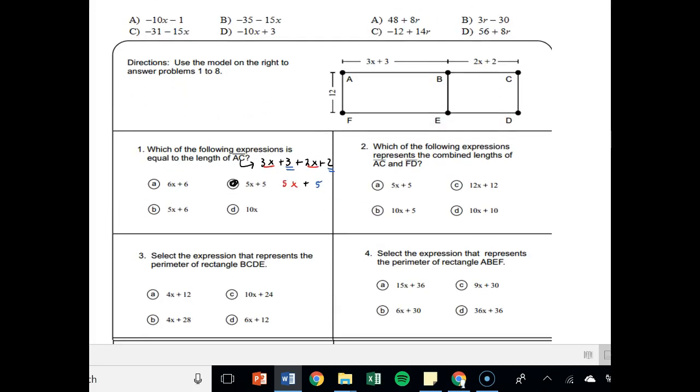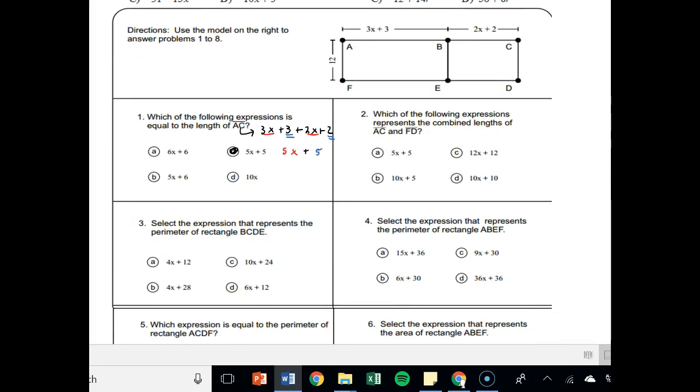All right, and then lastly, we're going to use this model right here to try and answer these last problems. This first one I did, it says, which of the following expressions is equal to the length of AC? So you want from A all the way to C. That means you have to take this chunk and add it to this chunk, right?